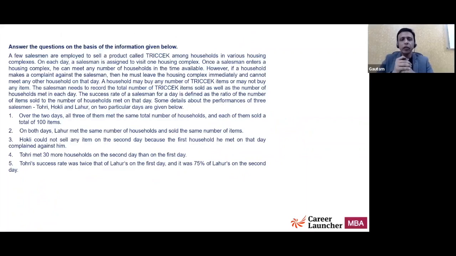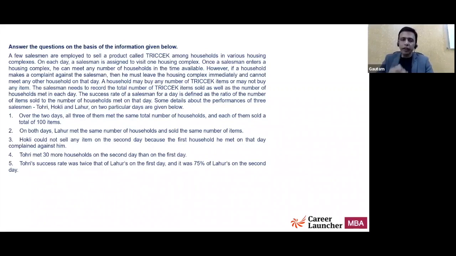The next set was talking about some salesmen selling some items, a product called Tricky. It says a salesman was employed to sell a product called Tricky among the households in various housing complexes. On each day, a salesman is assigned to visit exactly one housing complex. A housing complex would have any number of houses. Once a salesman enters a house, he can meet any number of households in the time available. However, if a household makes a complaint against a salesman, then he must leave the housing complex immediately and cannot meet any other household on that day.